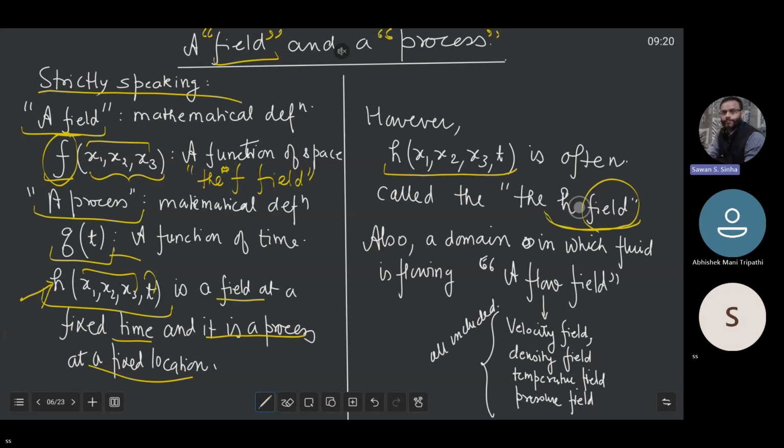I will also use this phrase quite often, a flow field. A domain in which fluid is flowing, I will refer to as a flow field. And a flow field will be the set of many fields, like the velocity field, density field, temperature, and pressure. So when I say a flow field, I actually mean this set of velocity, density, temperature, and pressure fields prevailing, existing in a flow domain like this. All right, that would be the meaning.